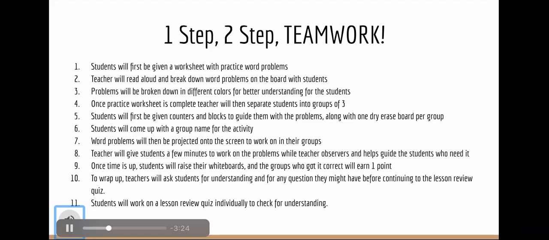Moving down to step 4, once the practice worksheet is complete, the teacher will then separate students into groups of 3. That gives the students a chance to work on it with their own thoughts and with the thoughts of their teammates, so they can work together and put their own ideas in on how they would figure out these word problems, or what works best for them when they're figuring out these word problems.